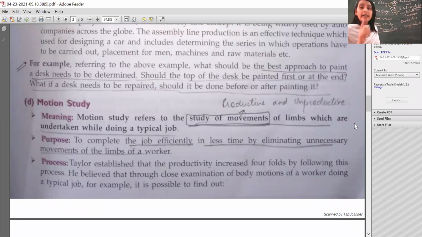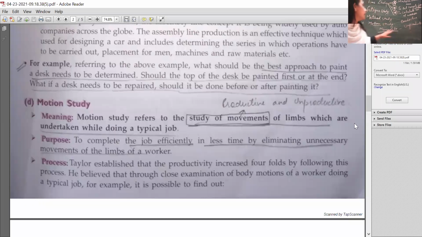Is this point clear? I am asking you again. दो तरह की movement होती है, productive, unproductive. Productive movement which is important for the business, which cannot be avoided. Unproductive movement which is a wasteful movement, which can be replaced by using some other methods. So you need to identify first. ये वाली line आपने लिख लेनी है.